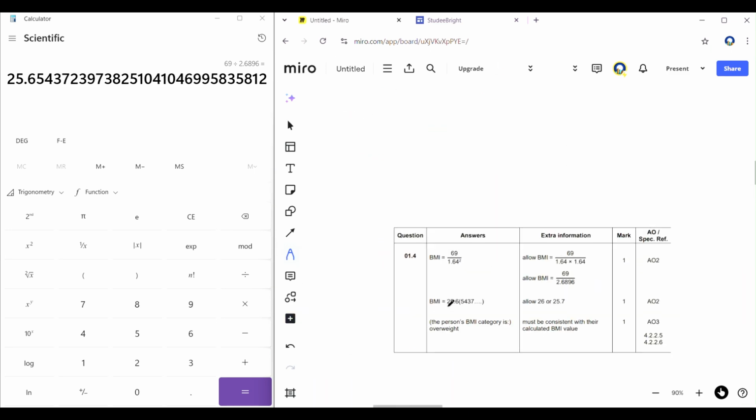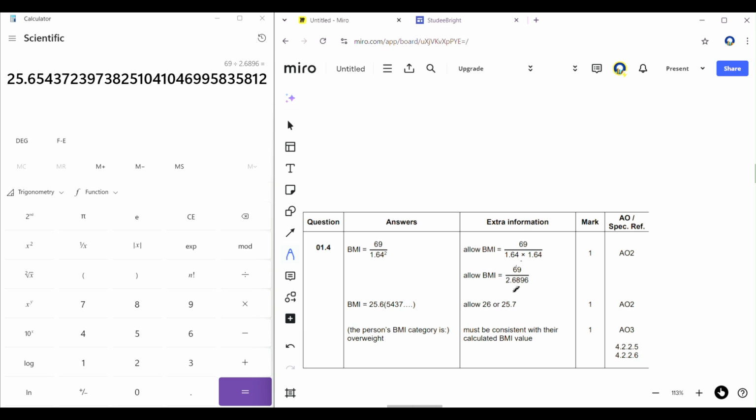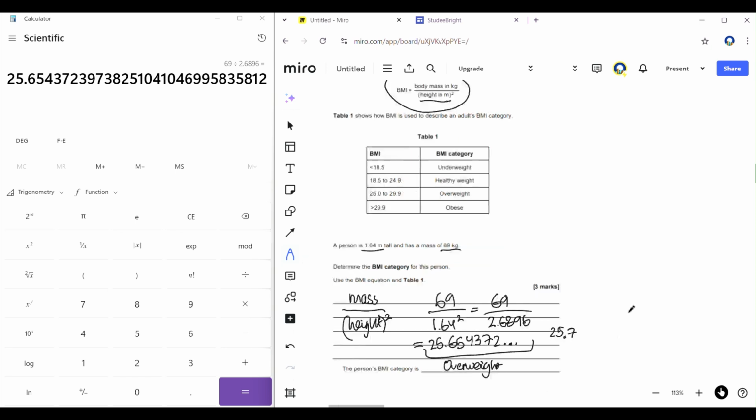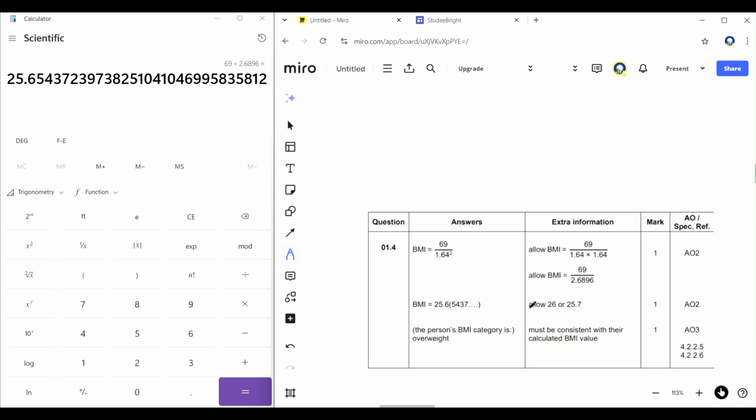Let's have a look at the mark scheme, and that is exactly what they have done here. So they've done 69 over 2.6896, and then you've got this, I've just rounded it to 25.7, and then the BMI value must be consistent with the category that they have chosen. So you still have a chance to get the marks here. For example, if I get the wrong BMI value, say I get 18.5 and I choose healthy weight, and the examiner sees that, I can still get a mark for that, but I wouldn't get the mark on the calculation bit with the BMI.